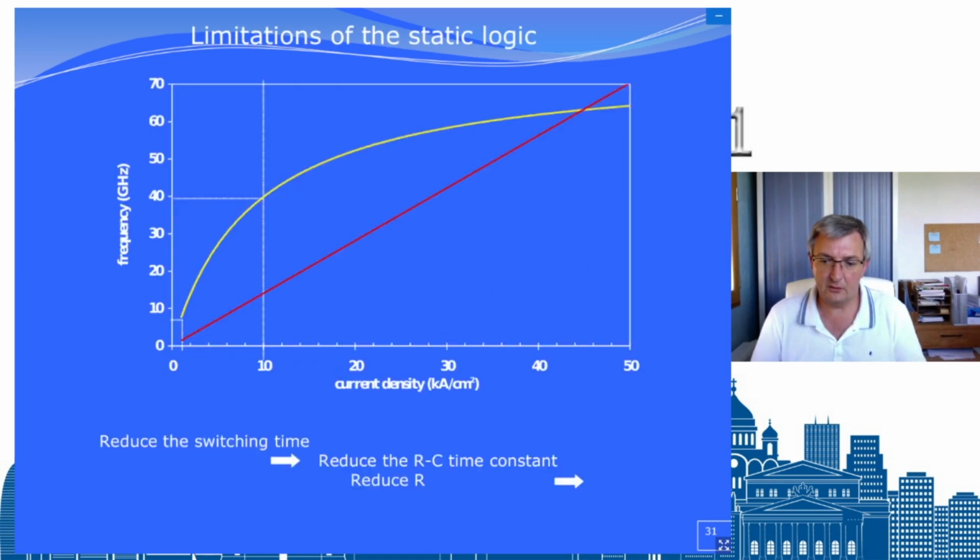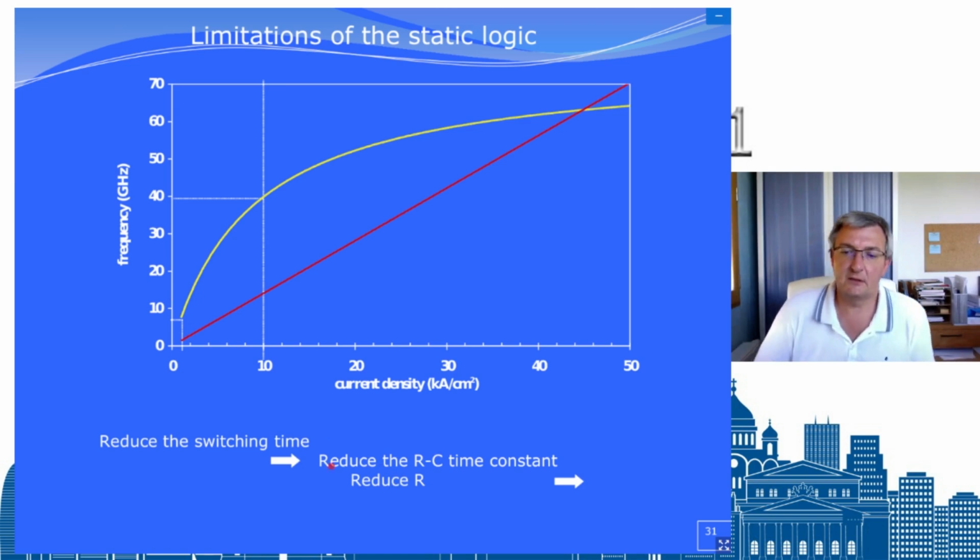Okay, so from reducing the capacitance, I told you if you want to reduce the switching time, you will reduce the RC time constant. Then the only way is to reduce R. There is a problem with the slide, but anyway, because C you cannot do.